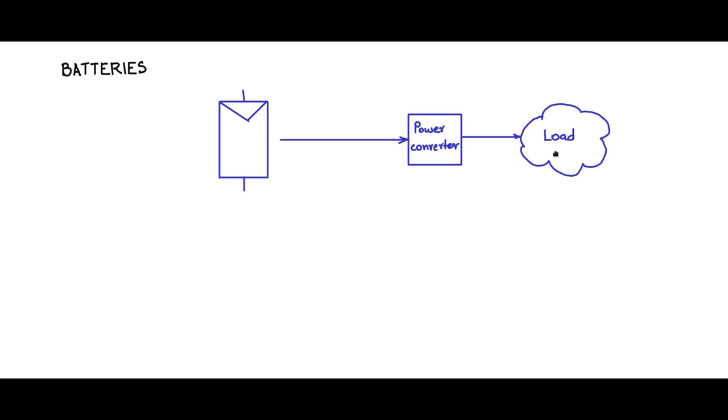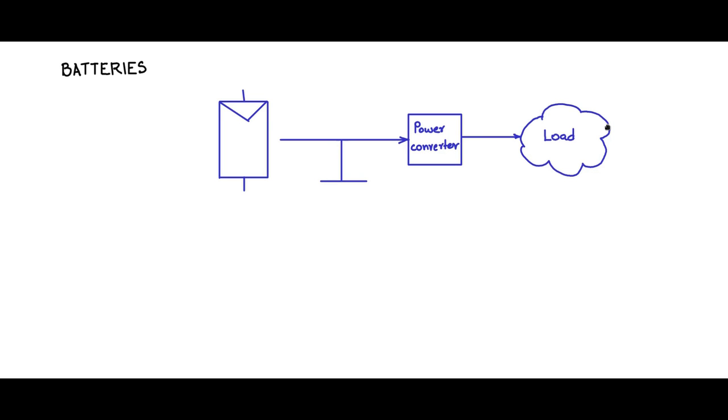source, we need to have an energy buffer somewhere here so that the PV can charge up this energy buffer, and the energy buffer can supplement the PV source by providing a steady source of power input to the load.